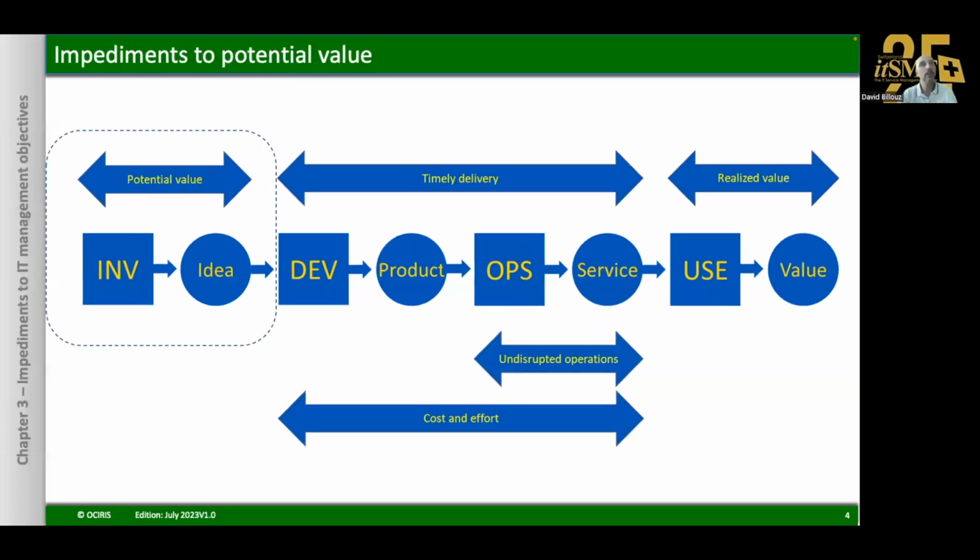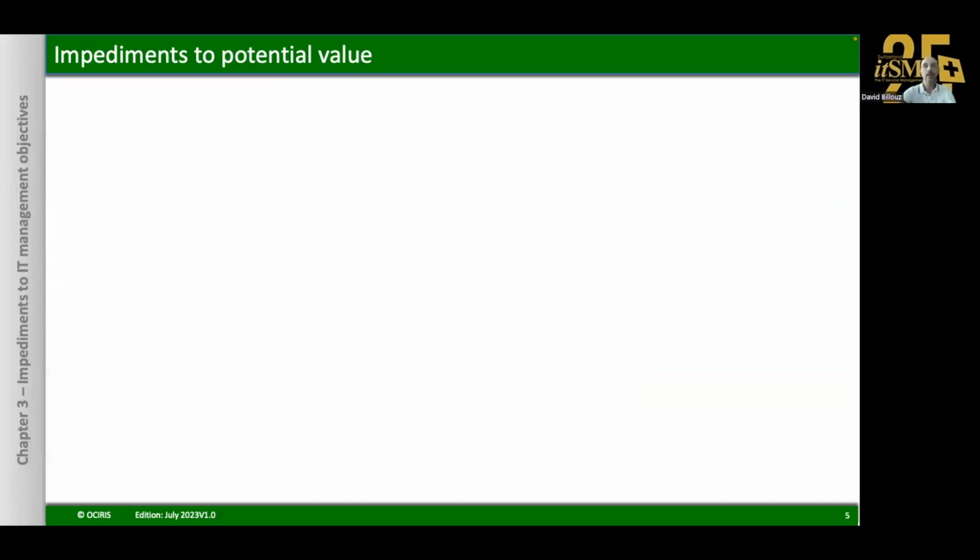So now let's focus on the first objective, which is the valuable opportunities. In other words, how can we ensure that we have a potential value from the idea of the customer or, of course, any other service stakeholder. In fact, there are some impediments that we identify that could prevent this objective from being met. One is what we call the value leakage.